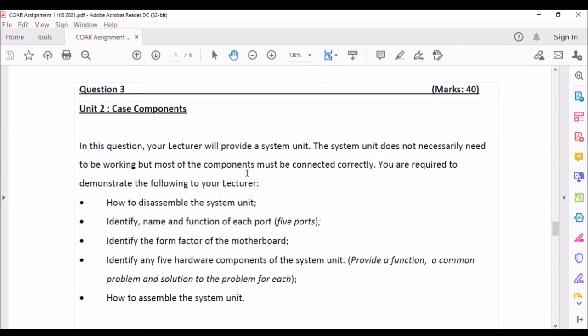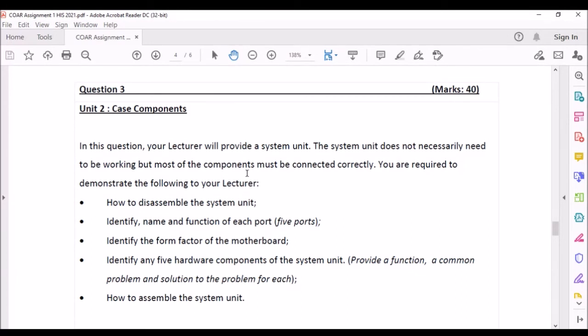the appropriate content. So you need to obviously ensure that when you dismantle your machine, you take images accordingly, and then you appropriately identify what they've mentioned there. So you need to then identify, if you look at the third bullet point, identify the form factor of your motherboard. And then after that, then identify any 5 hardware components of the system unit.